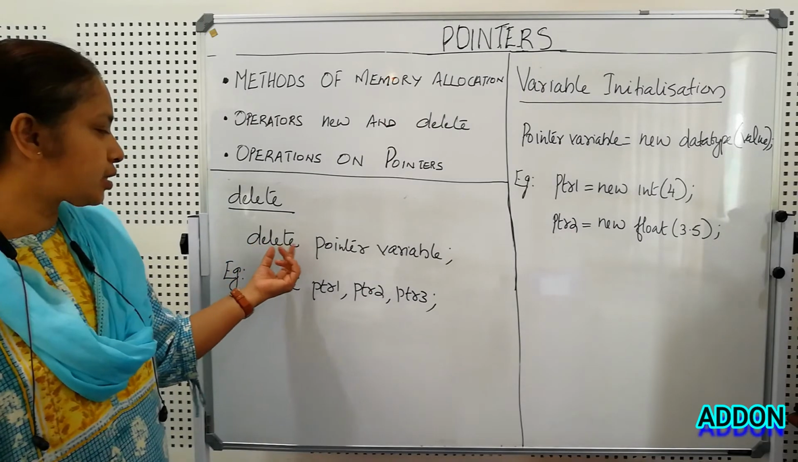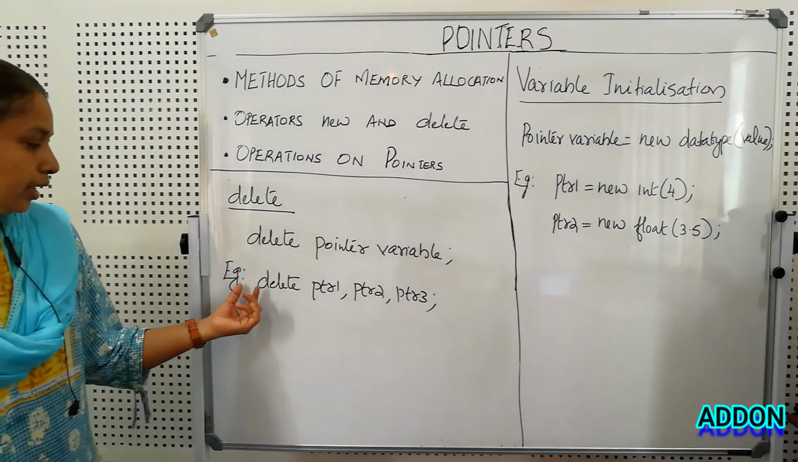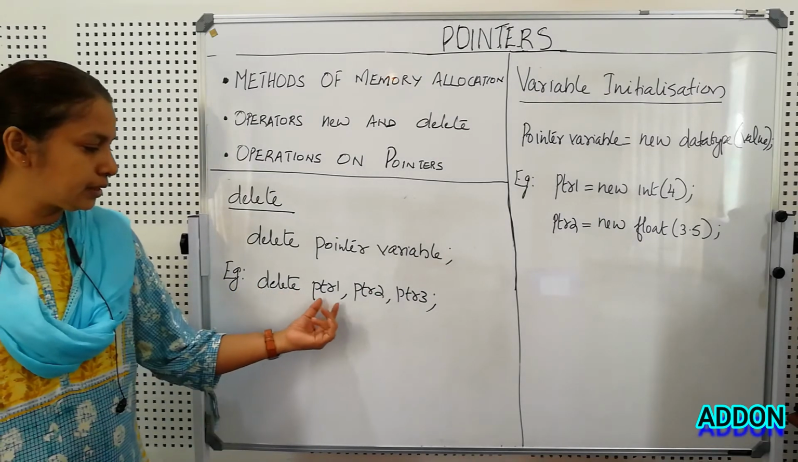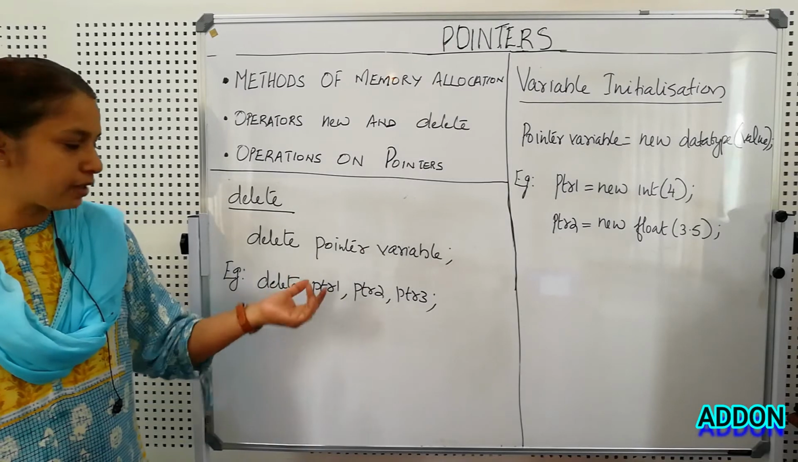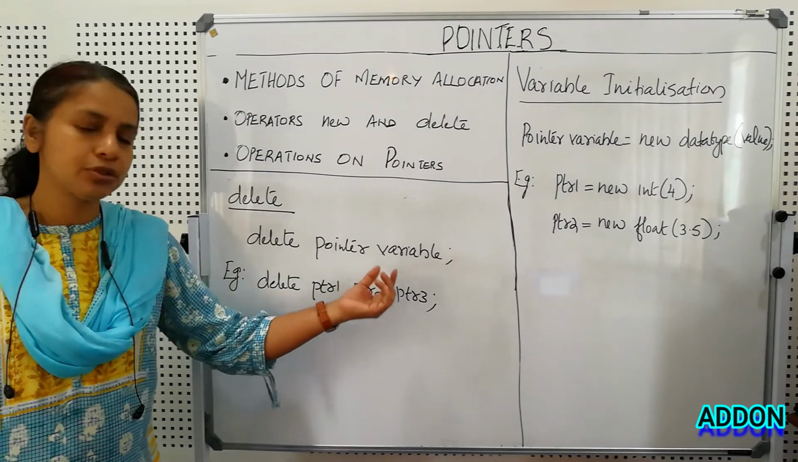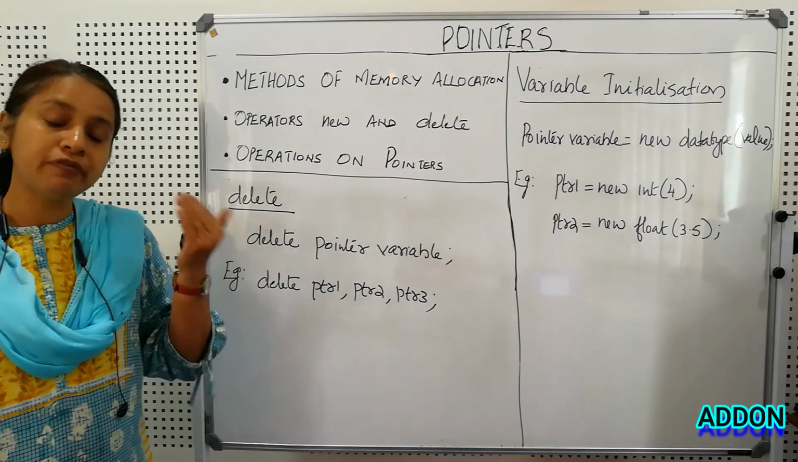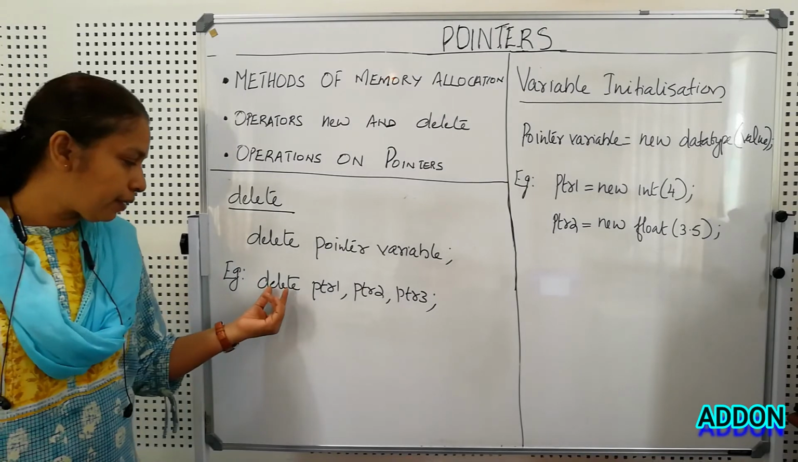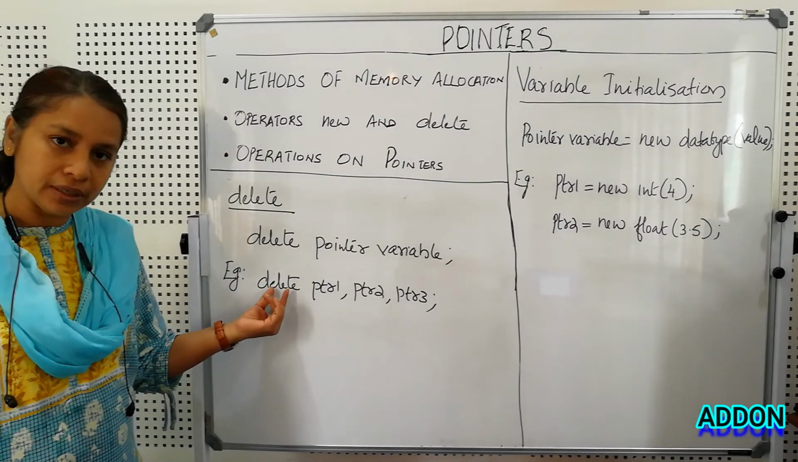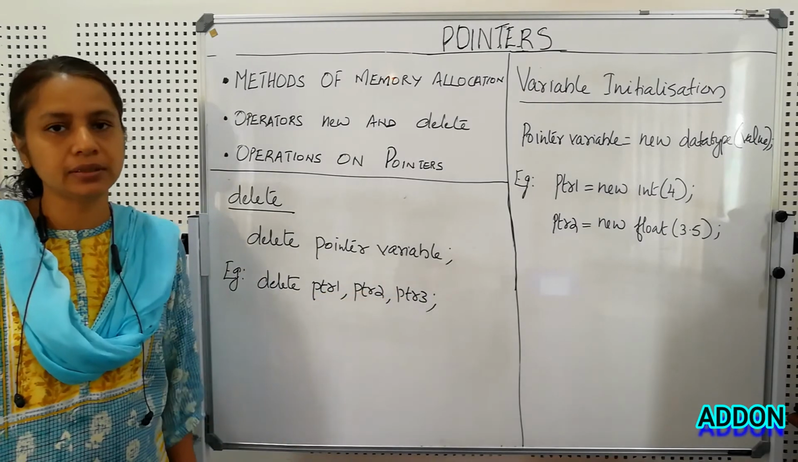So this is the syntax of the delete operator: delete pointer variable. Here I have given some examples: delete ptr1, ptr2, ptr3. We have already allocated memory for ptr1, ptr2 and ptr3. That allocated memory should be freed before exiting from the program. So we have to give the statement as delete ptr1, ptr2, ptr3.